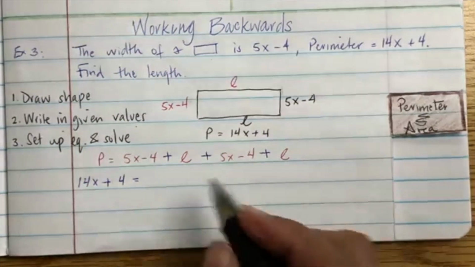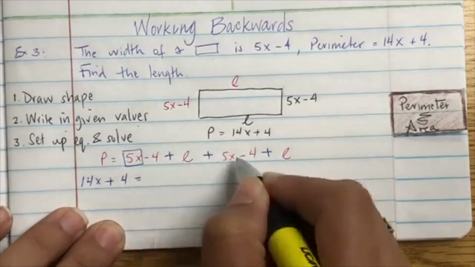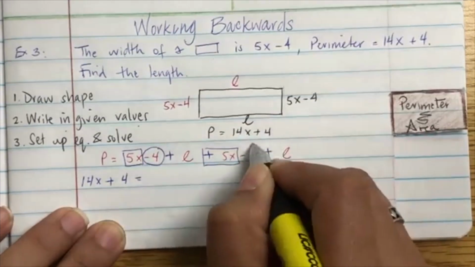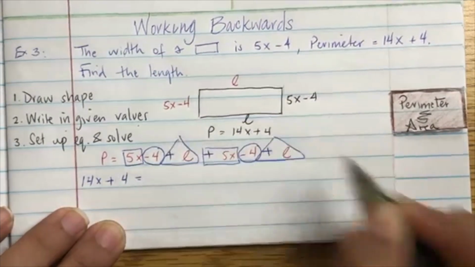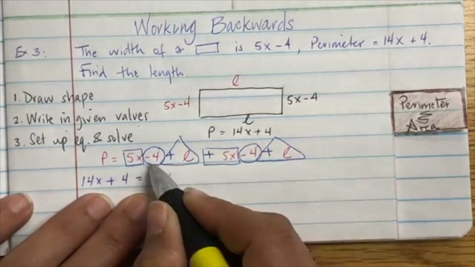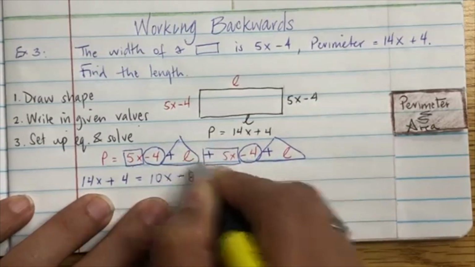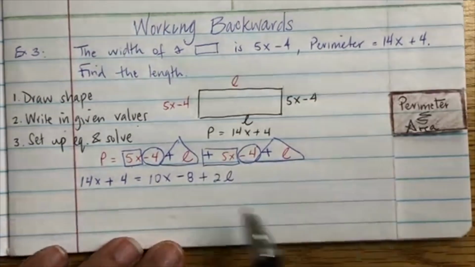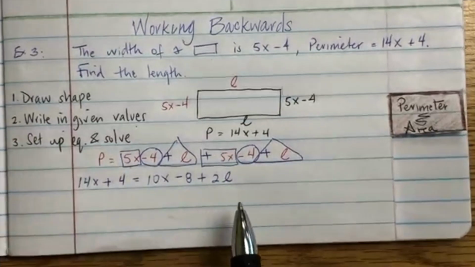This is a listening check. Put a box around example 3. And then I'm going to put boxes with the variable x. Don't forget the symbols. Circles with the numbers, and triangles with 5x plus 5x is 10x. Negative 4 minus 4 is negative 8. And then L plus L is 2L. So an apple plus another apple is 2 apples.